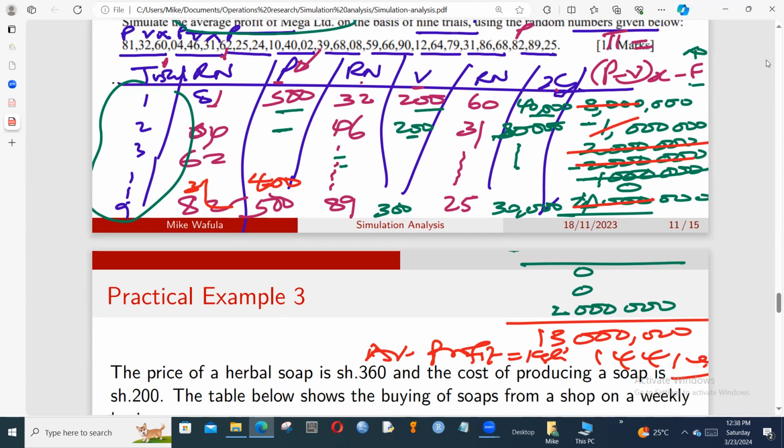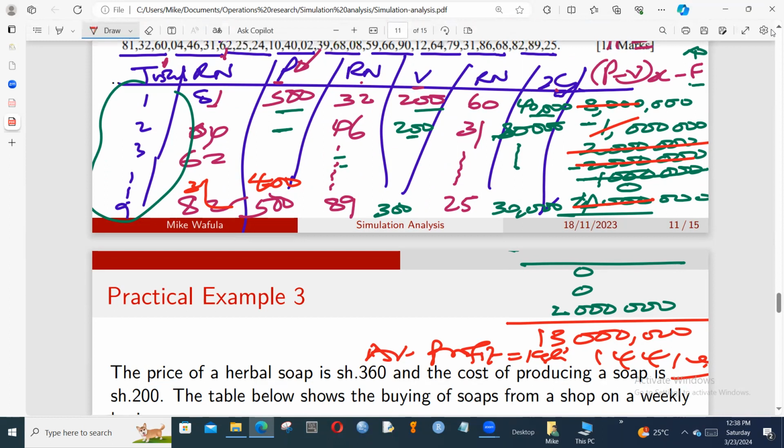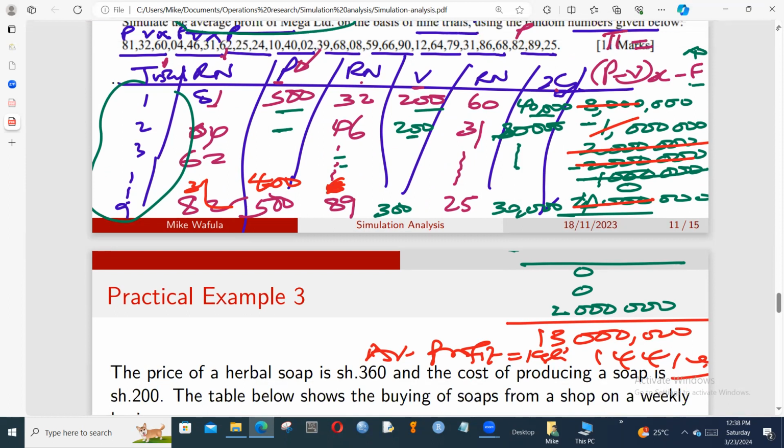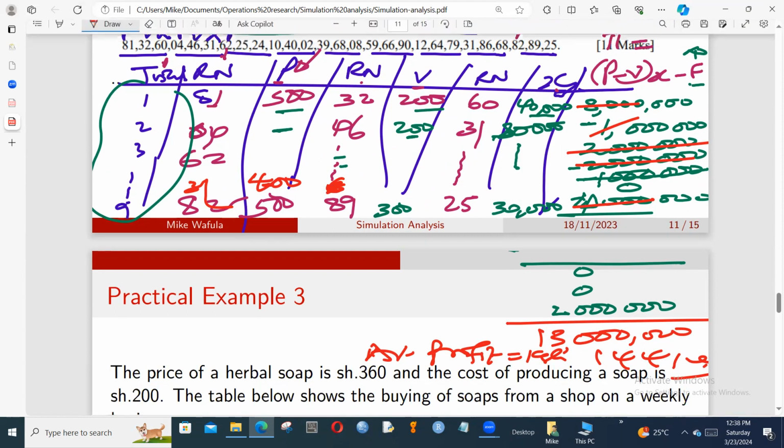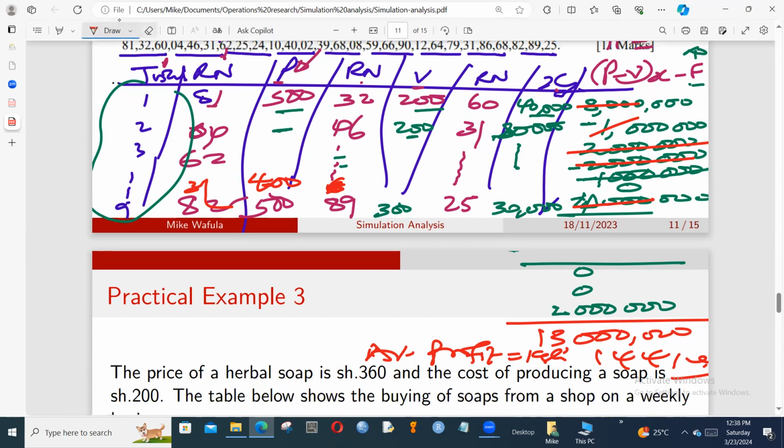If you go to column for random variable for X, units, yes, 68. It's 68, 30,000 is 40,000 units. So if you multiply 200 by 40, it's 8. 8 million minus 4 million is 4 million. All right, I see.